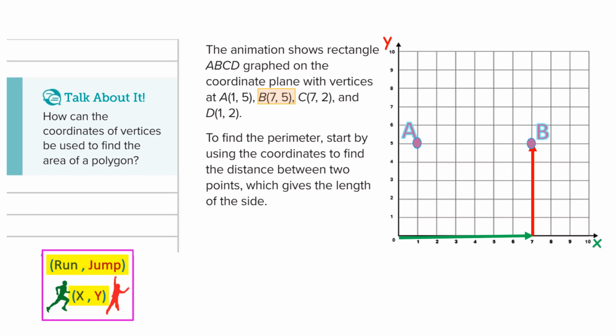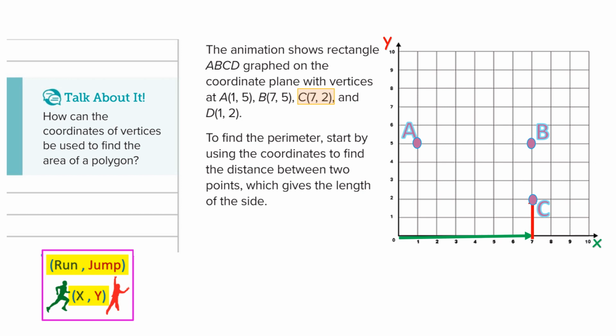Notice how B is straight across from A. Then I'm going to plot C. C says I'm going to go forward 7 again, but this time I'm only going to jump up to 2. I put my point and label it C. Notice how C is directly below B.